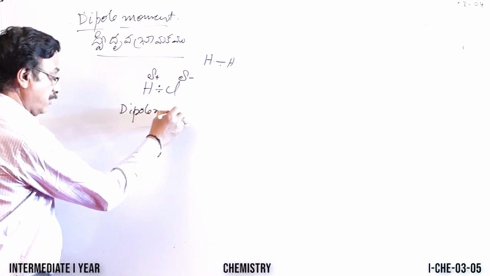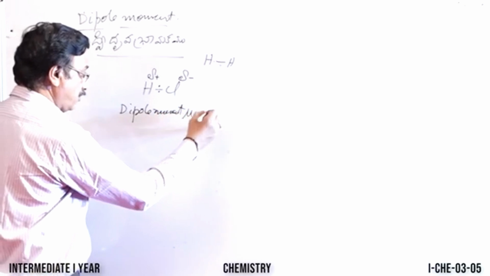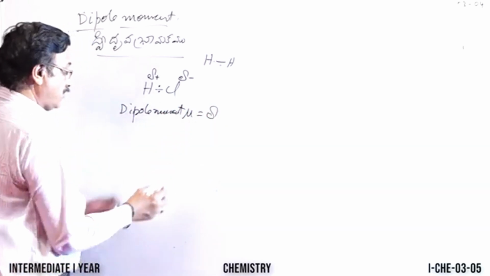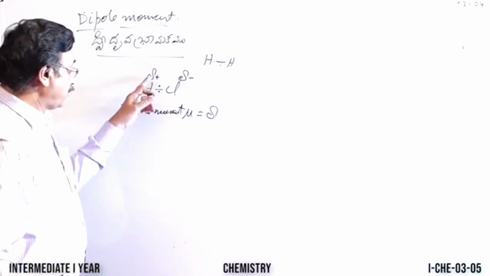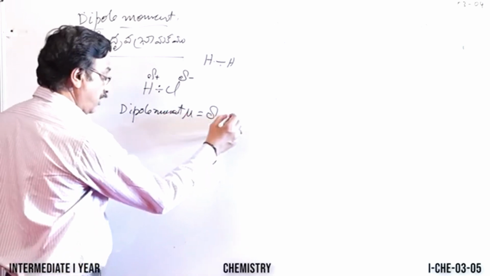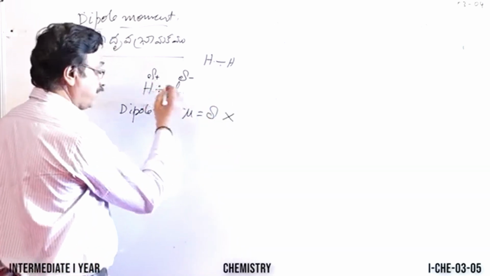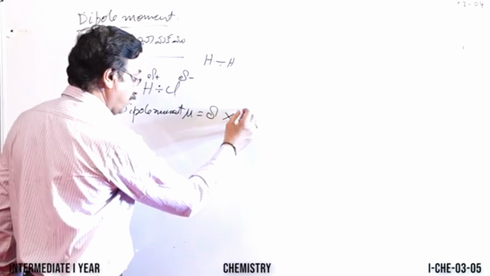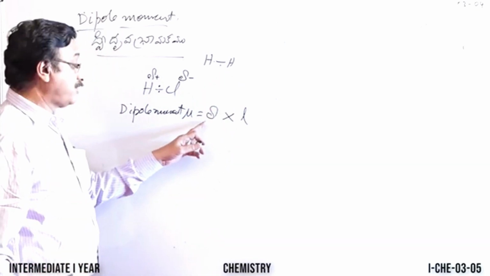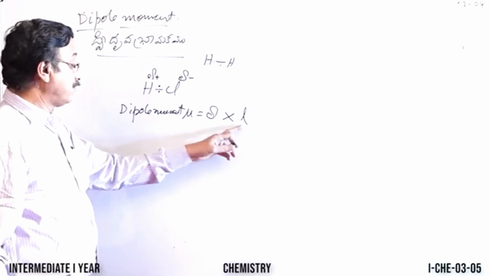Dipole moment mu equals the product of the magnitude of the charge multiplied by the distance between them. L, the distance between them, right? Magnitude of the charge and distance between them.